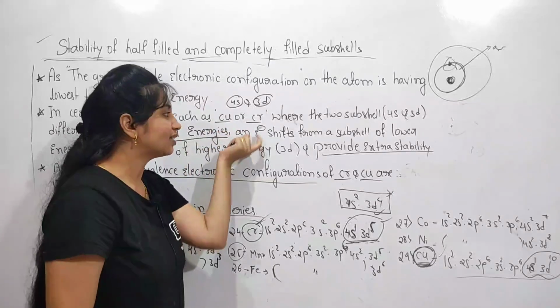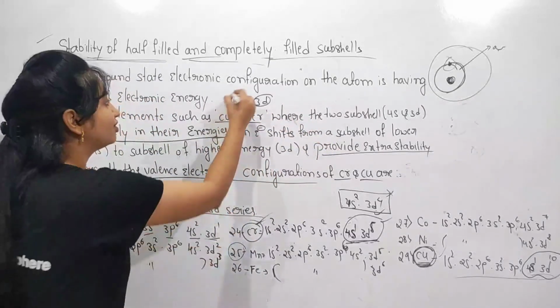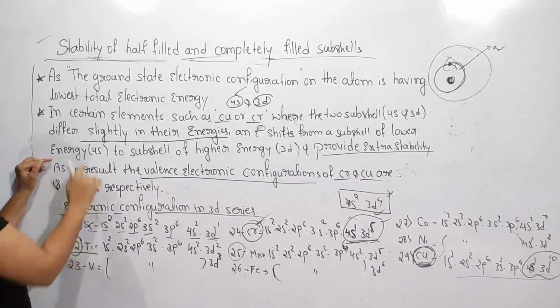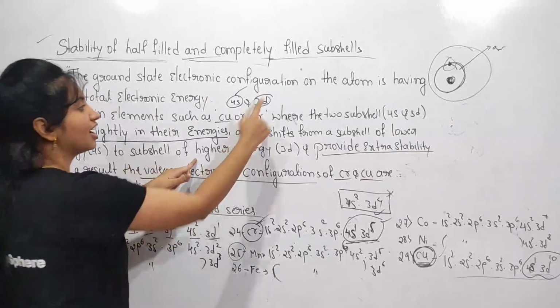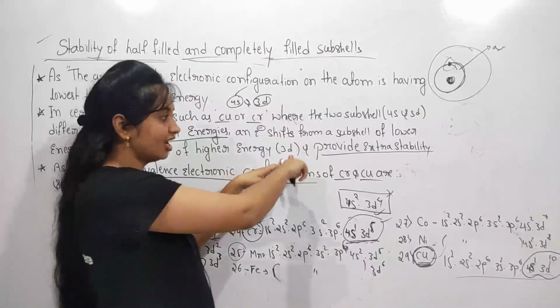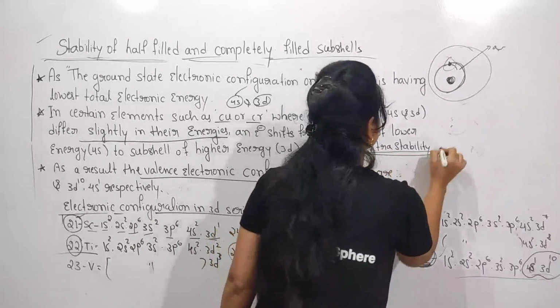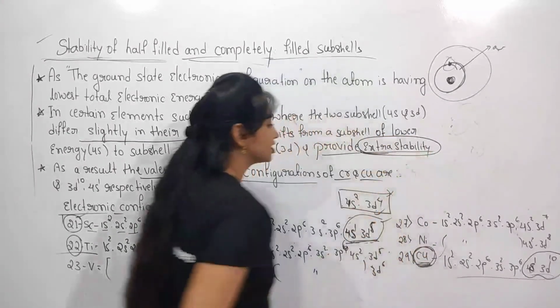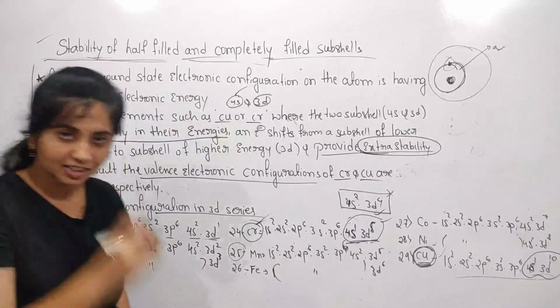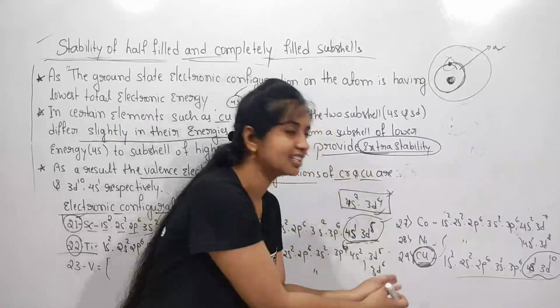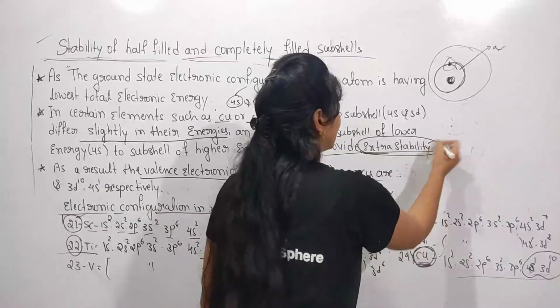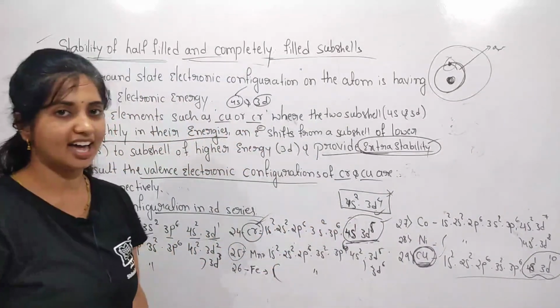Then an electron shifts from the subshell of lower energy, 4s, to the subshell of higher energy, 3d, and provides extra stability. So the electron shifts to the d orbital, and that provides the extra stability to this atom.